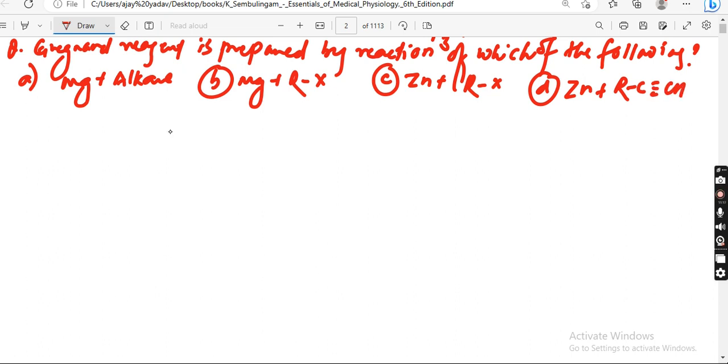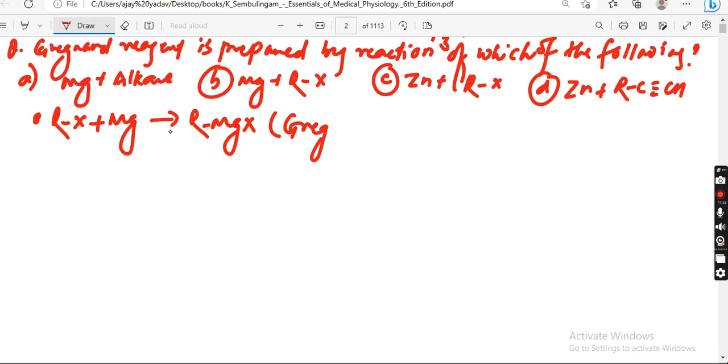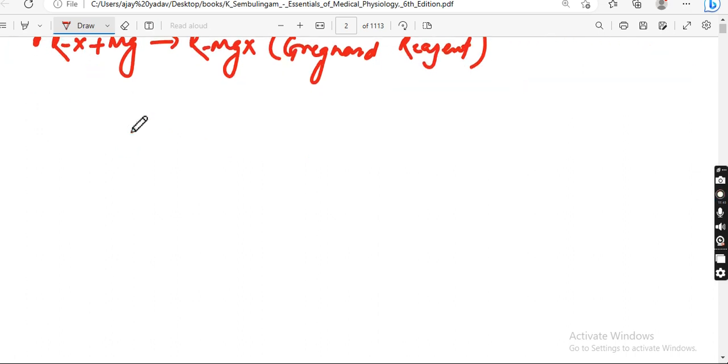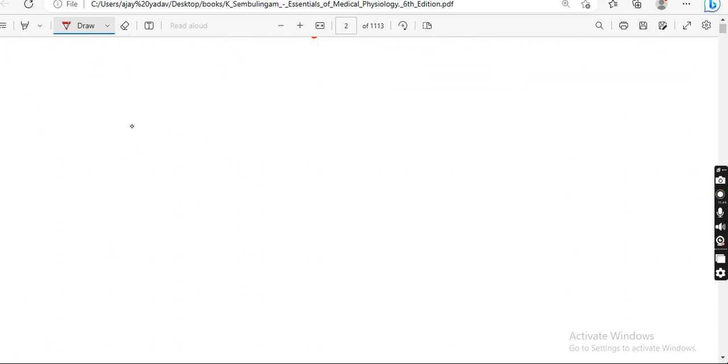Okay, so actually we know that when we react RX with Mg, this will form RMgX, and this is what the Grignard reagent is. So magnesium, when it reacts with alkyl halide, produces Grignard reagent. Okay, so the next question is: which of the following alkyl halides has maximum density?